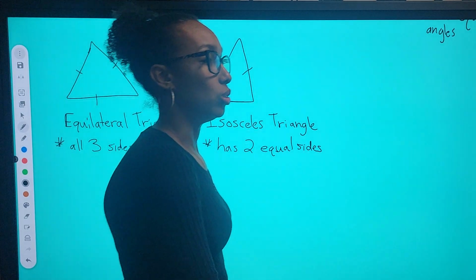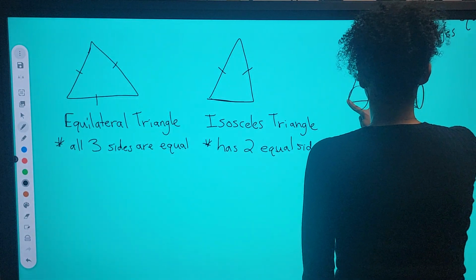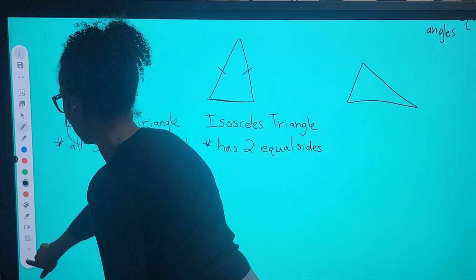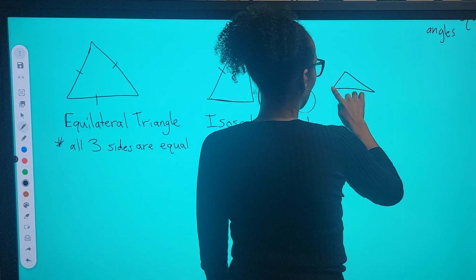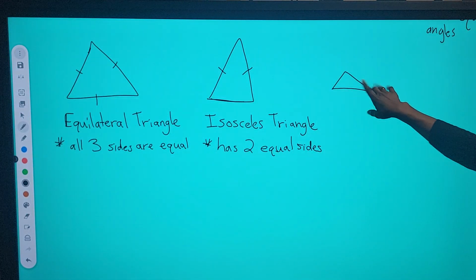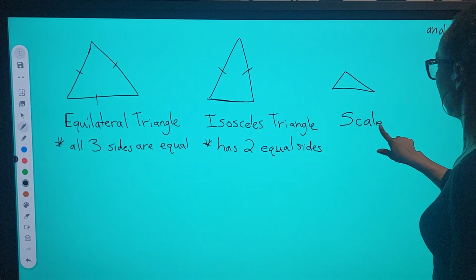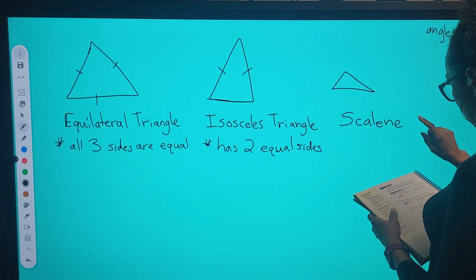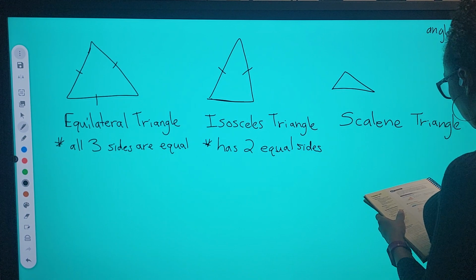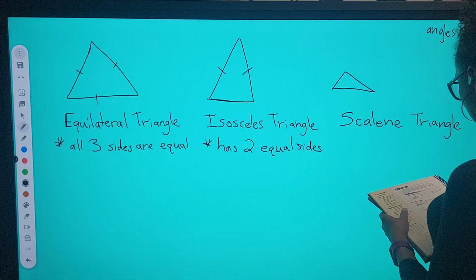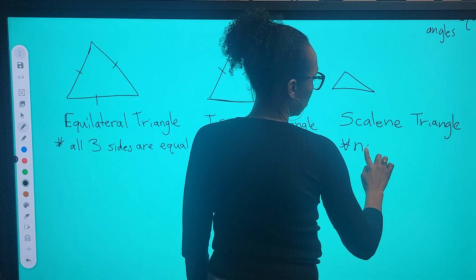So as you can imagine, we went from three equal sides to two equal sides. Our next triangle has no equal sides. You've got just three different lengths on the sides. That might be closer to isosceles. Let's try that again. All right, so all three sides are different lengths. This is a scalene triangle. Make sure I spelled it right. Scalene triangle. No equal sides.